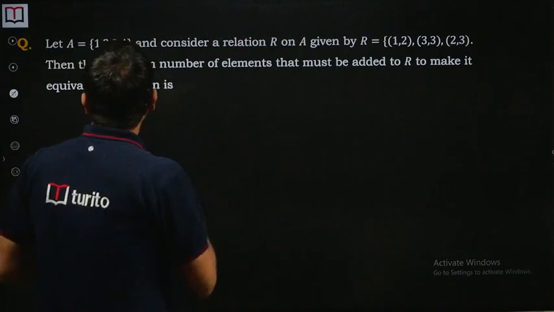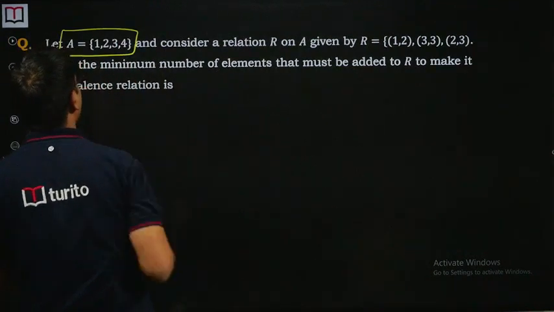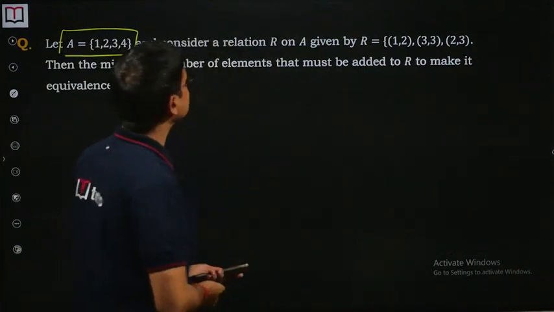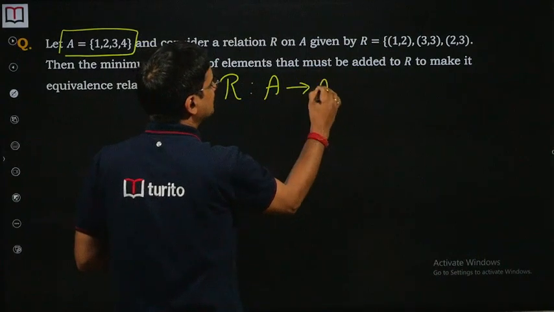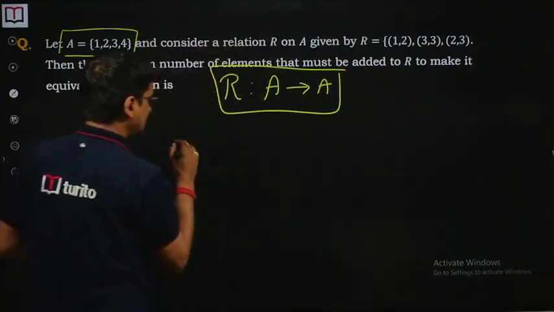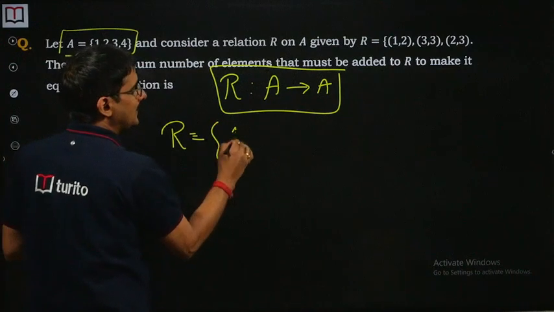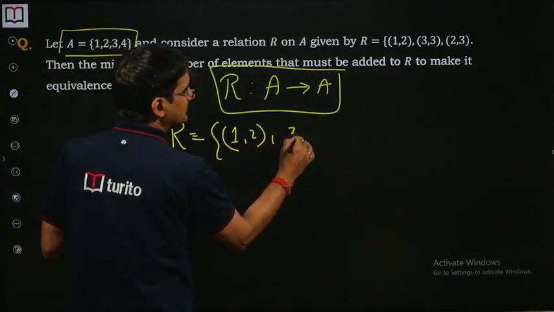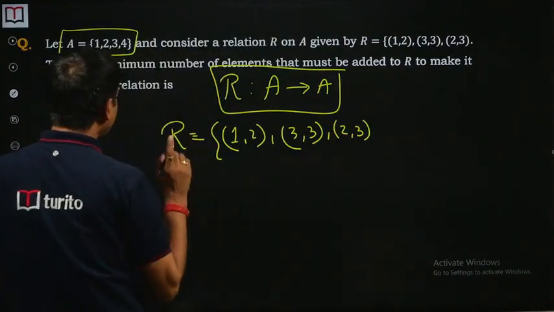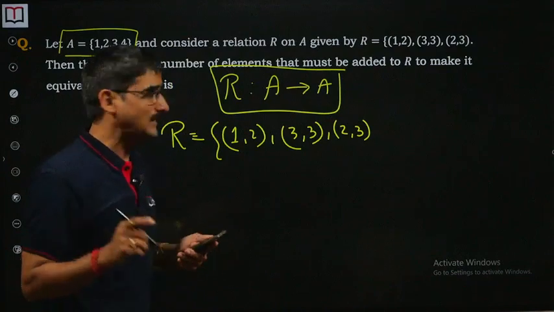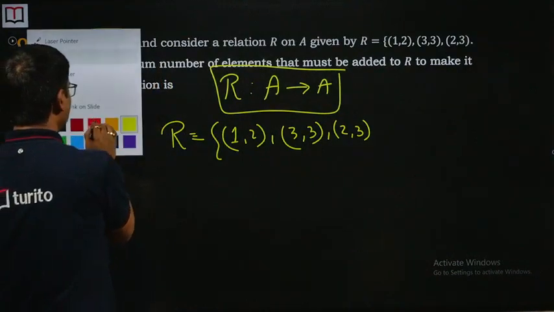Moving to the next question: if set A has elements 1, 2, 3, 4 and consider a relation on A. What does that mean? A relation from A to A given by R, where R is (1,2), (2,3), (3,2), (3,3)... Okay. Now the minimum number of elements that must be added to R to make it an equivalence relation.